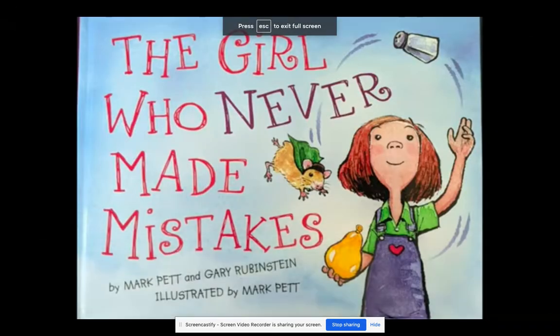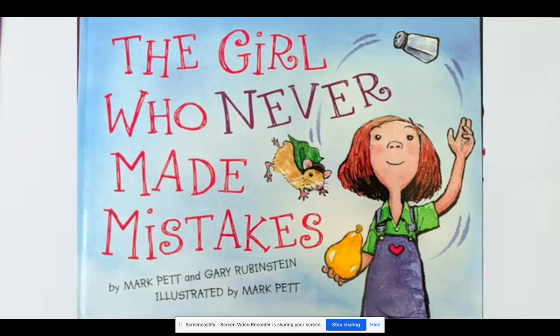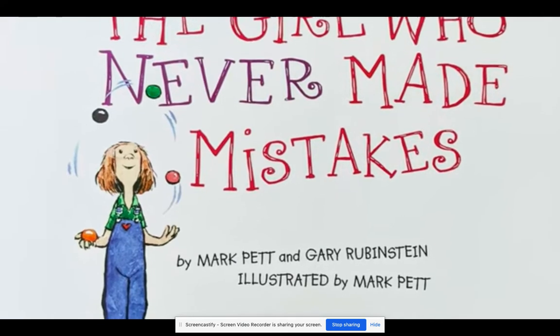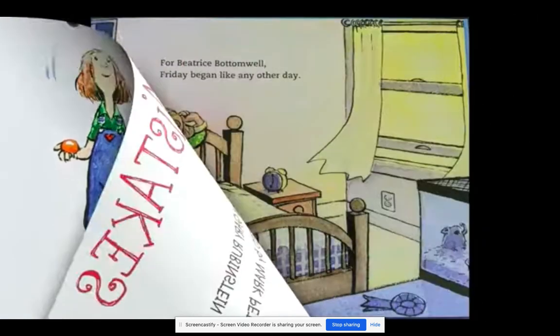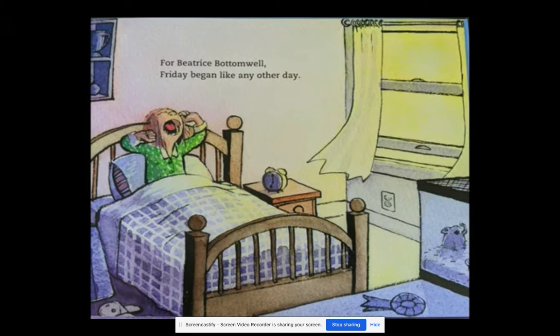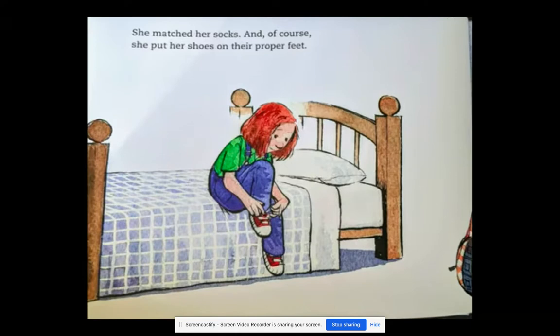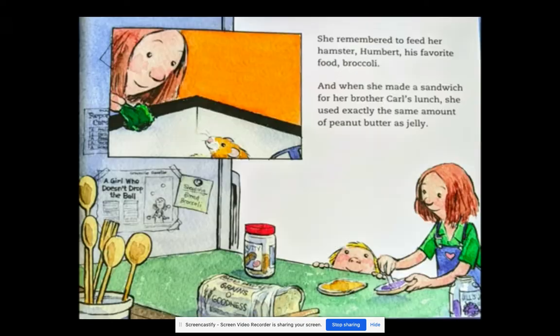The Girl Who Never Made Mistakes by Mark Pett and Gary Rubenstein, illustrated by Mark Pett. For Beatrice Bottomwell, Friday began like any other day. She matched her socks and, of course, she put her shoes on their proper feet. She remembered to feed her hamster, Humbert, his favorite food, broccoli. And when she made a sandwich for her brother Carl's lunch, she used exactly the same amount of peanut butter as jelly.